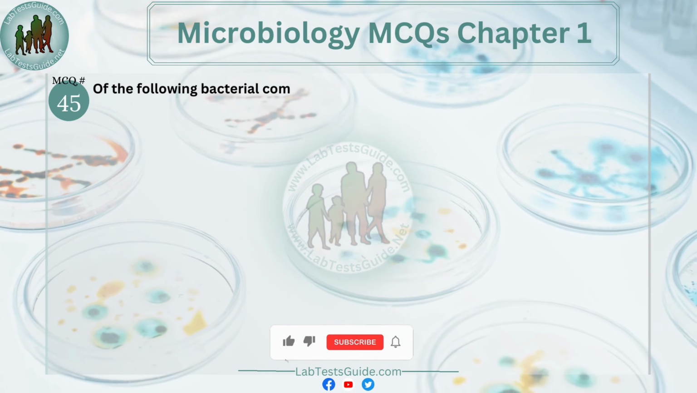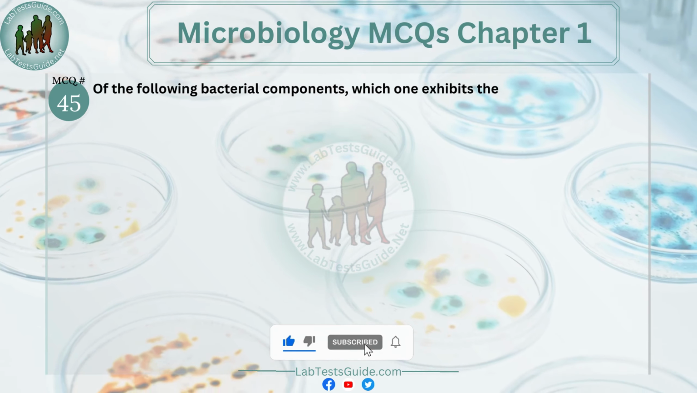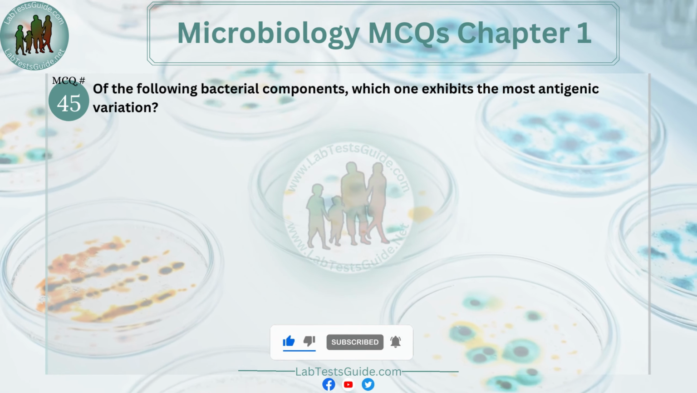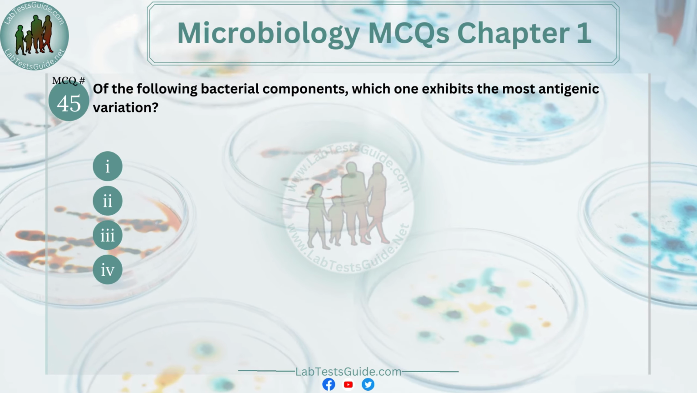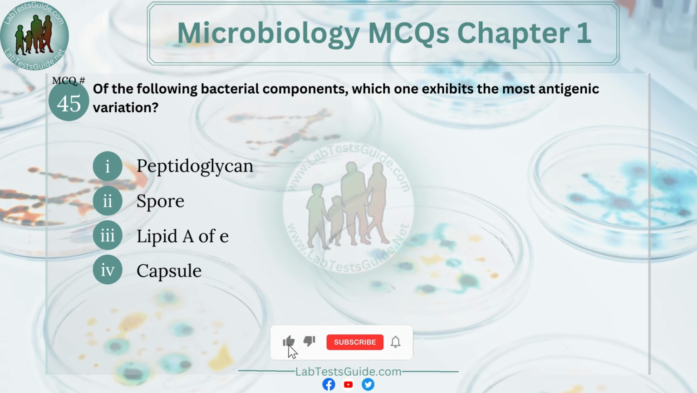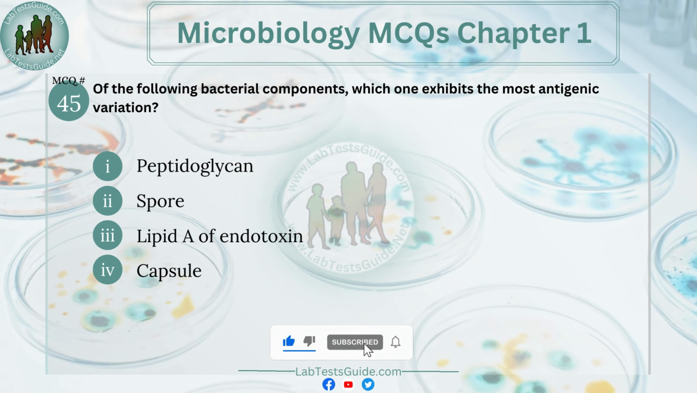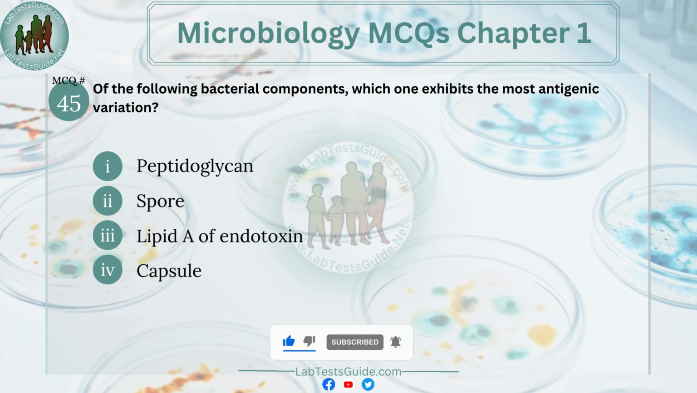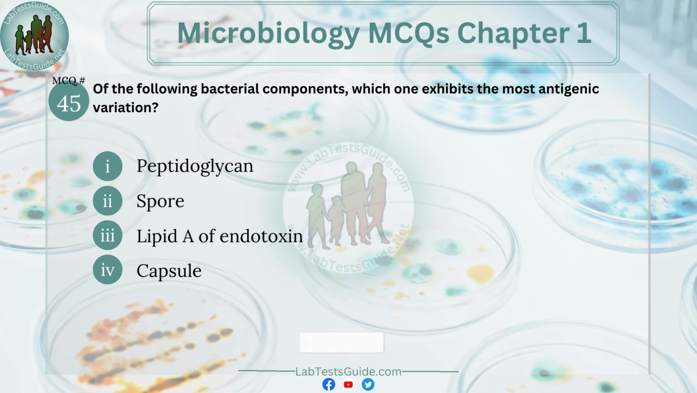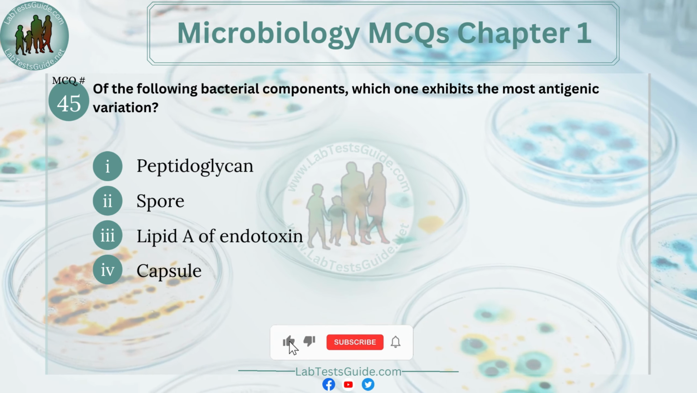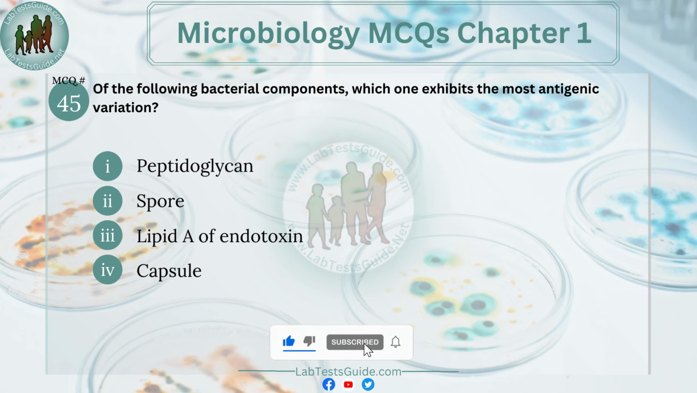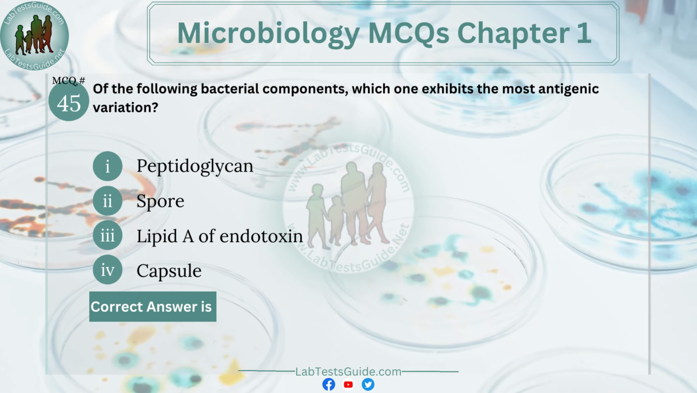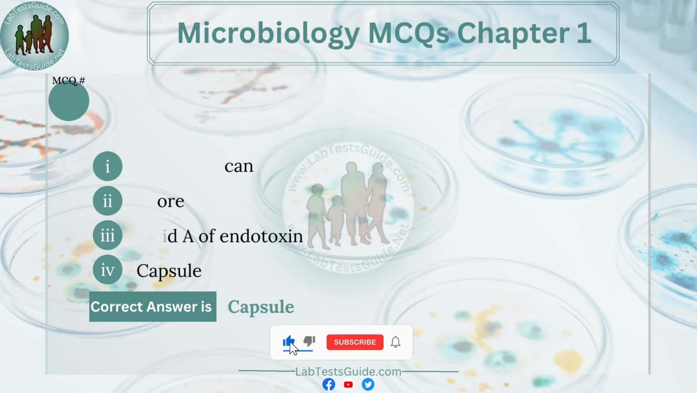Question number 45. Of the following bacterial components, which one exhibits the most antigenic variation? Option number 1, peptidoglycan. Option number 2, spore. Option number 3, lipid A of endotoxin. Option number 4, capsule. Correct answer is capsule.